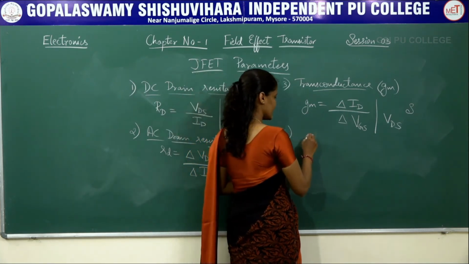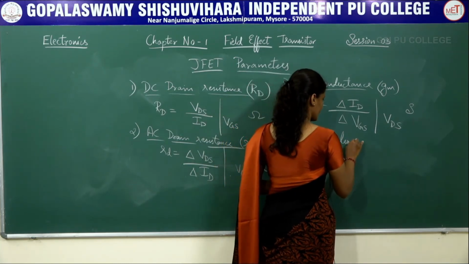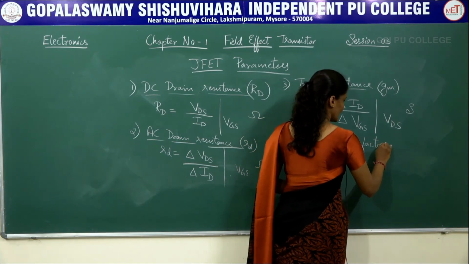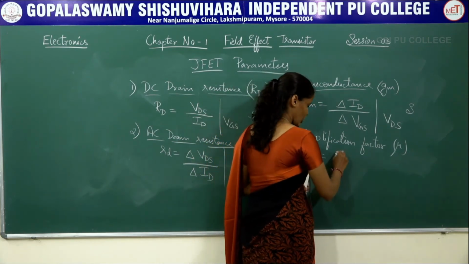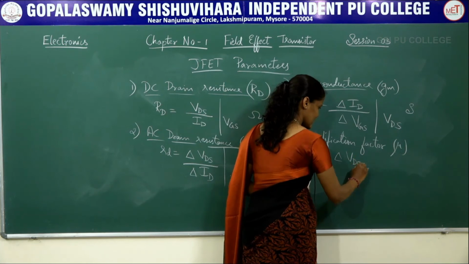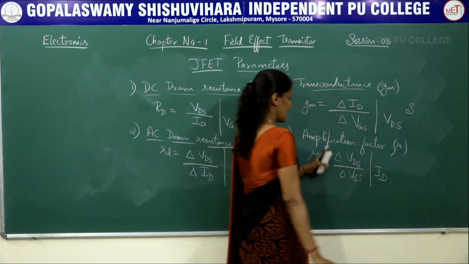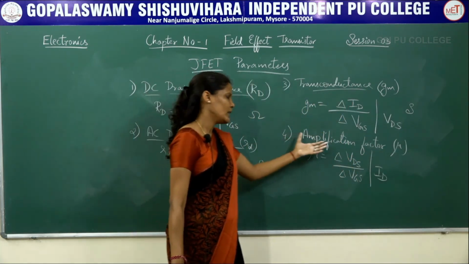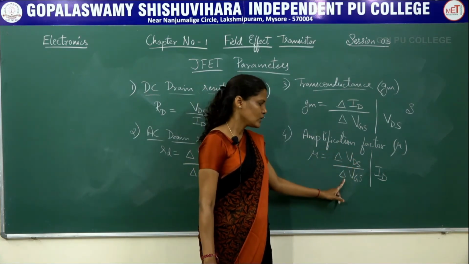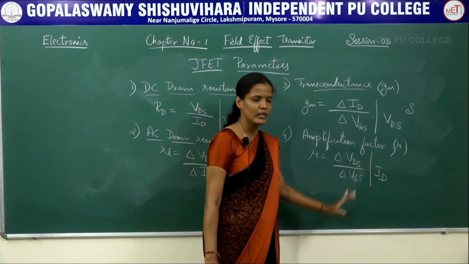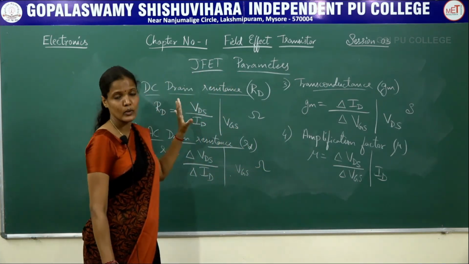And the last parameter is amplification factor, which is represented by mu. Mu is nothing but the ratio of small change in VDS to the corresponding change in VGS, keeping ID constant, and this does not have any unit. So amplification factor, represented by mu, is the ratio of small change in drain to source voltage to the corresponding change in gate to source voltage, keeping the drain current constant. So these are the four important parameters.